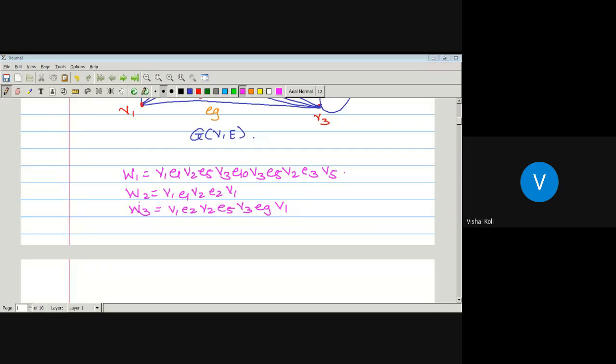Now we have to check whether these W1, W2, and W3 are walks or not. Okay. So what is a walk? By definition, a walk is a finite sequence of alternating terms, vertices and edges. Now by the definition of a walk, tell me whether W1 is a walk or not. Again, here we have a finite sequence having terms that are alternating vertices and edges. So by definition, this will be a walk. Yes or no?